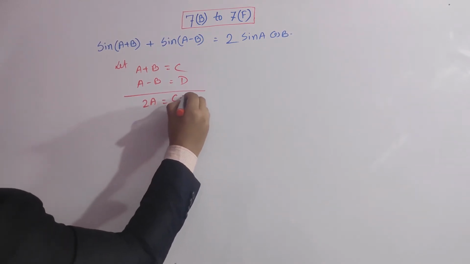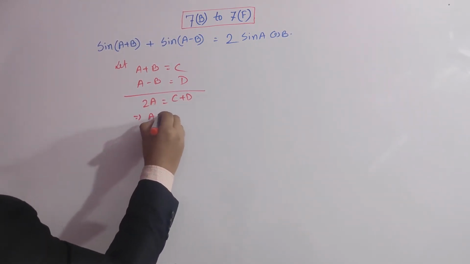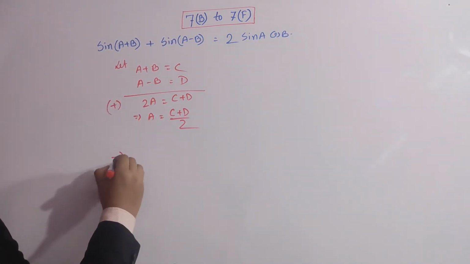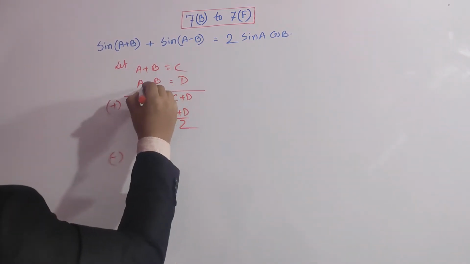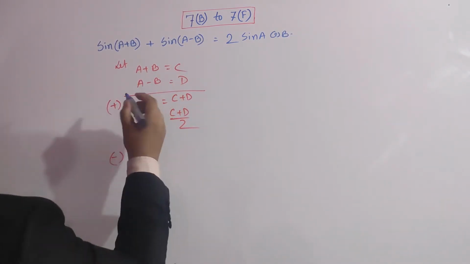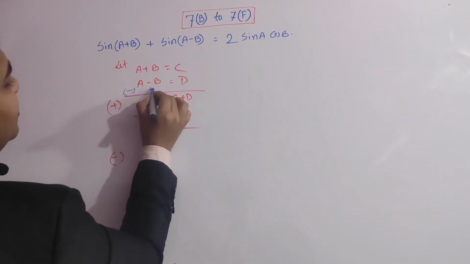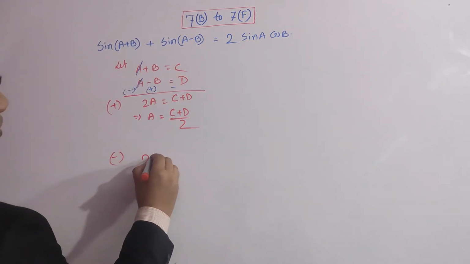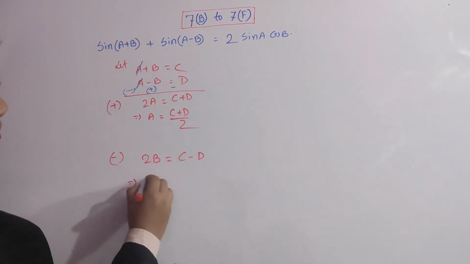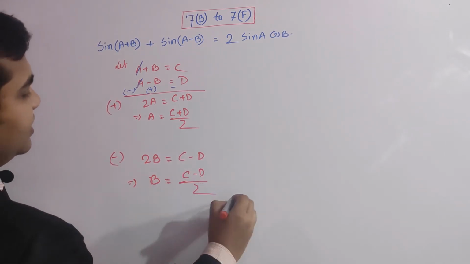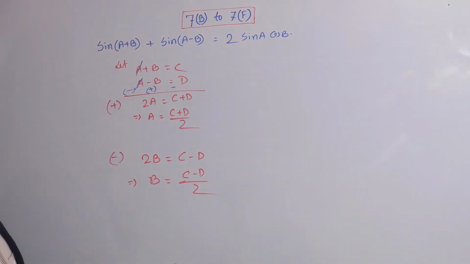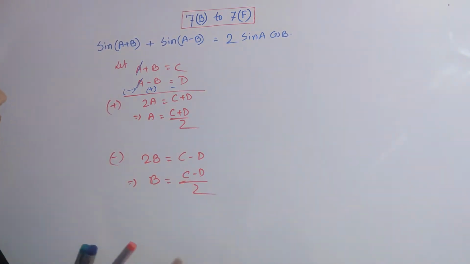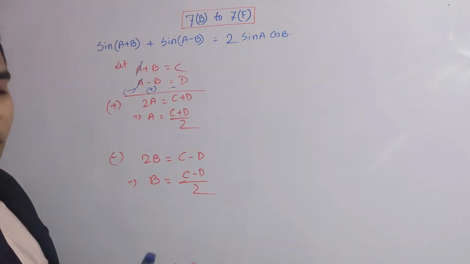So 2A should be C plus D, so A should be C plus D by 2. Again, if we go for the subtraction part, then there will be some signs. It should be minus, it should be plus, it should be minus. So 2B equals C minus D, so B should be C minus D divided by 2. So we have found a lot of values here. Now just putting all the values in here, what will we get?